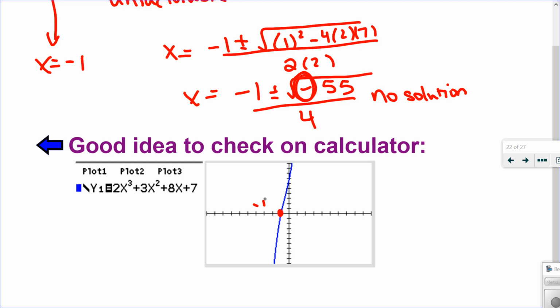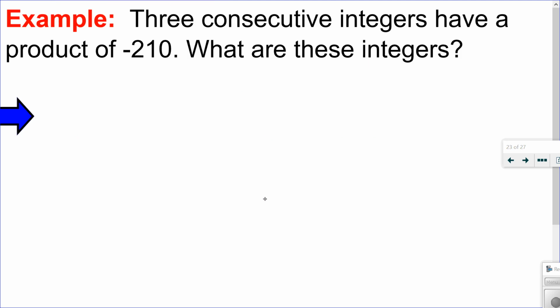Okay, for this last question, I want to end with a word problem. So for this one here, I have 3 consecutive integers that have a product of negative 210. What are these integers? So first of all, what does consecutive mean? Consecutive means one after the other.